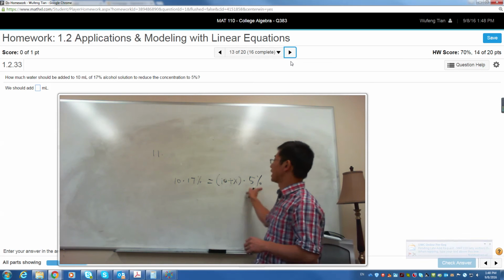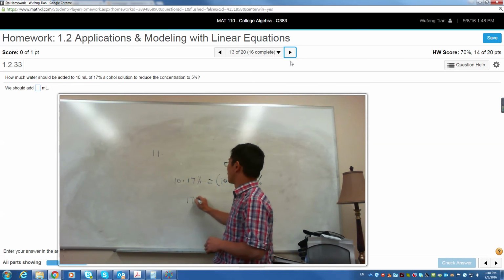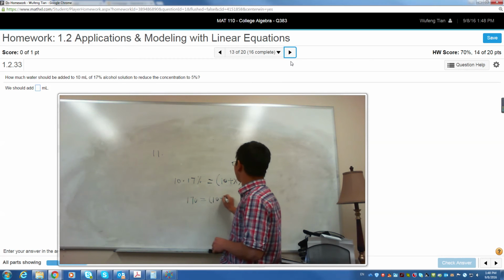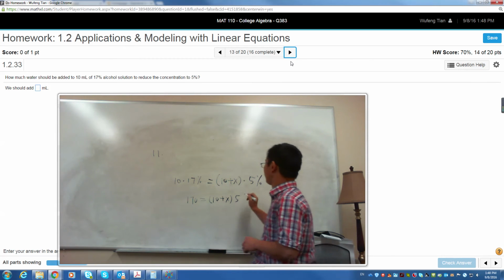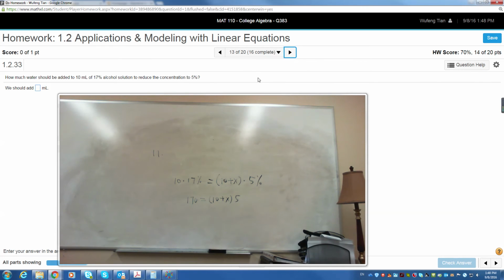Then you solve this one. You multiply both sides by 100 to get rid of the percentage. So it's 700 equals (10 plus x) times 5. And you solve for x. Okay? Pretty simple.